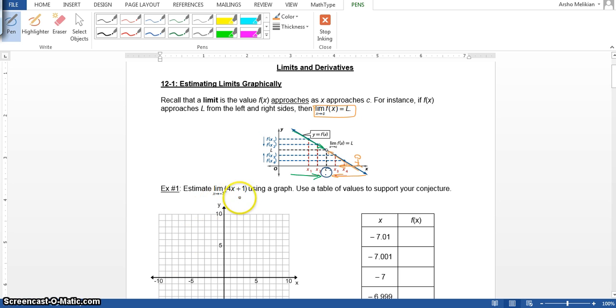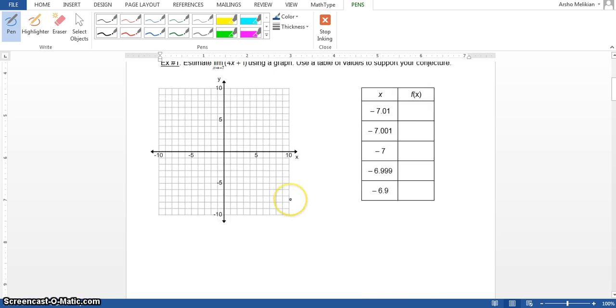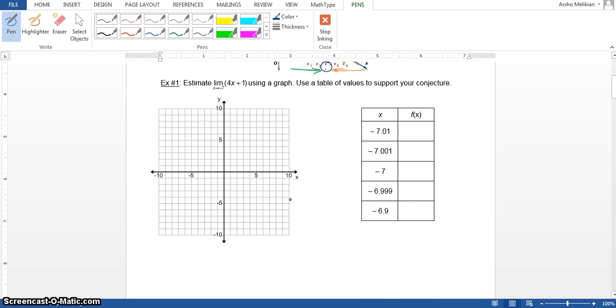All right. So let's estimate the limit of this function using a graph, and we want to support our answer numerically using a table of values. What we're going to do first here is graph this. We can easily graph y equals 4x plus 1. However, in order to get a valid number here, I'm going to go up not by ones, but by 4, so this will be 20 and this will be 40, and similarly here, negative 20 and negative 40.